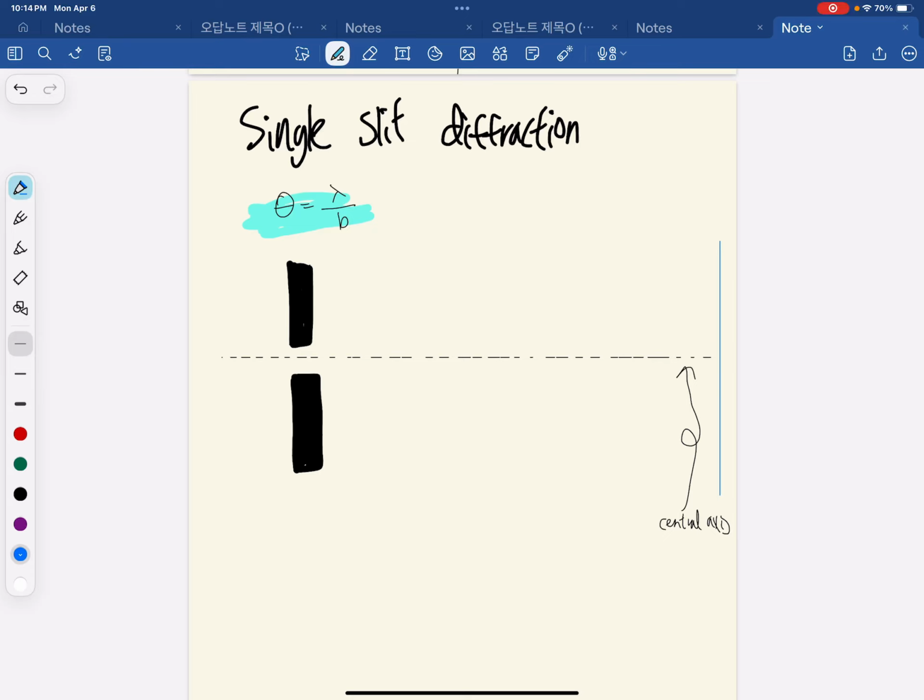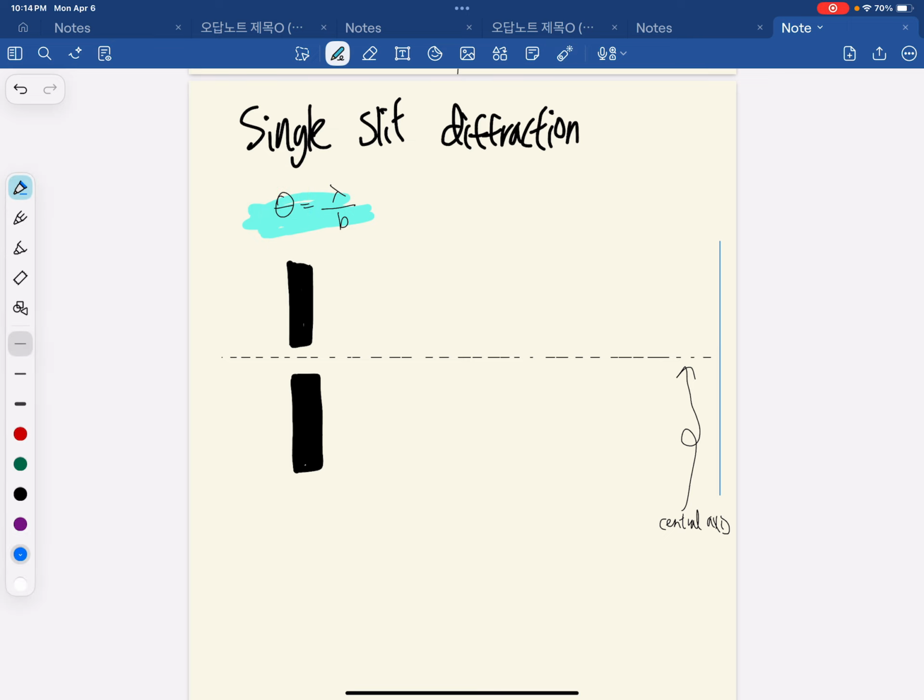Hi everyone, today in this video I'll talk about single slit diffraction. So the main equation you need to know for any problems involving single slit diffraction is in the formula booklets. It's theta equals lambda over b. And it is very important that you know what each of these symbols mean.